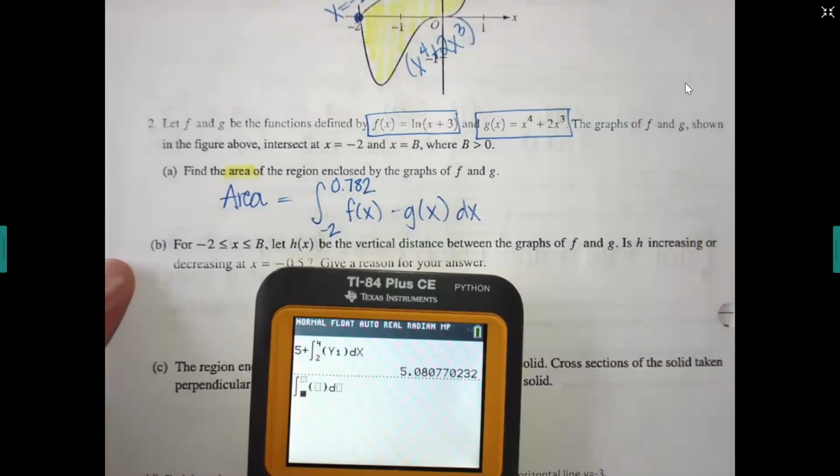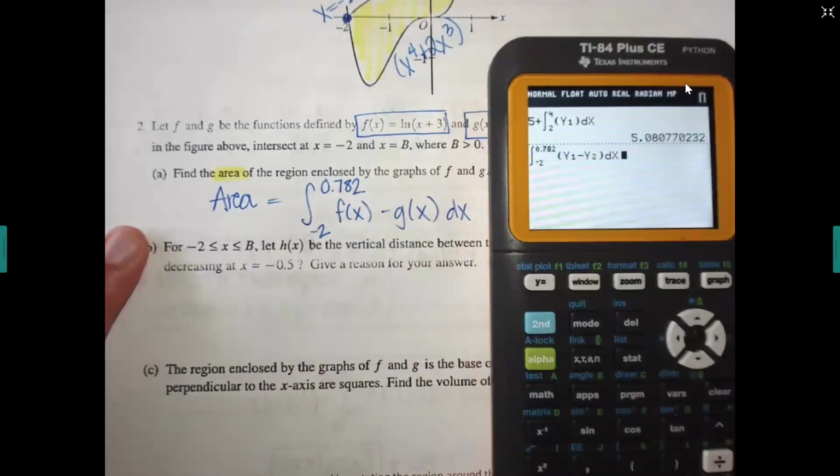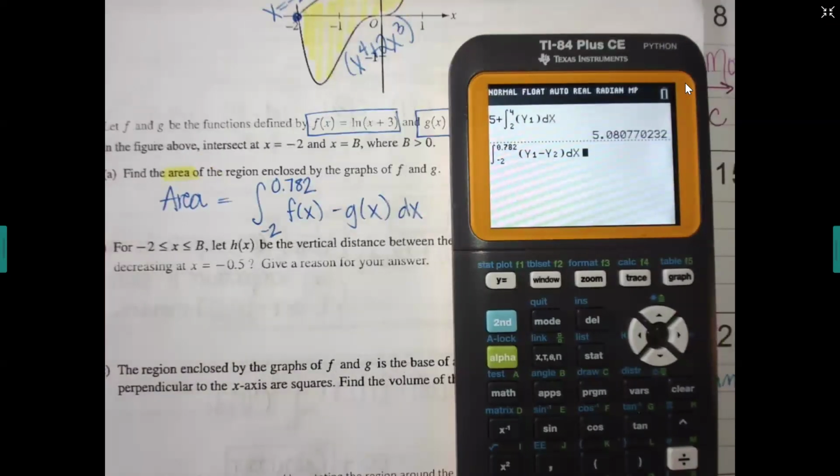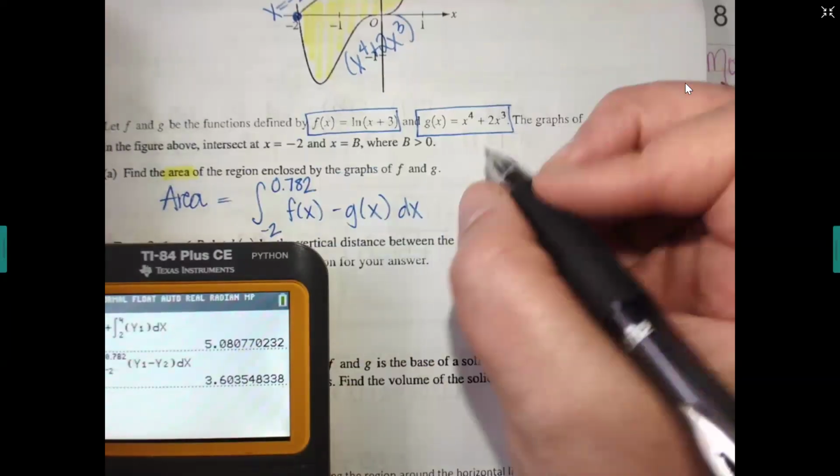So math 9, -2 to 0.782, y1 minus y2. Okay, just like that. Your area should come out to 3.604.